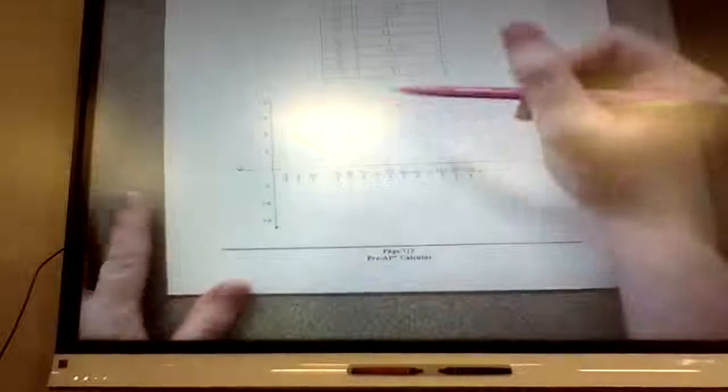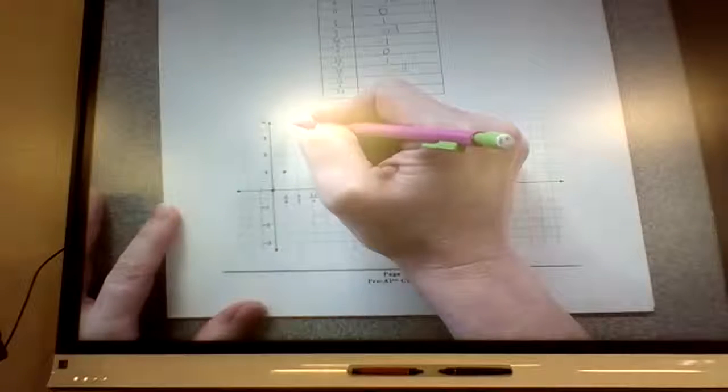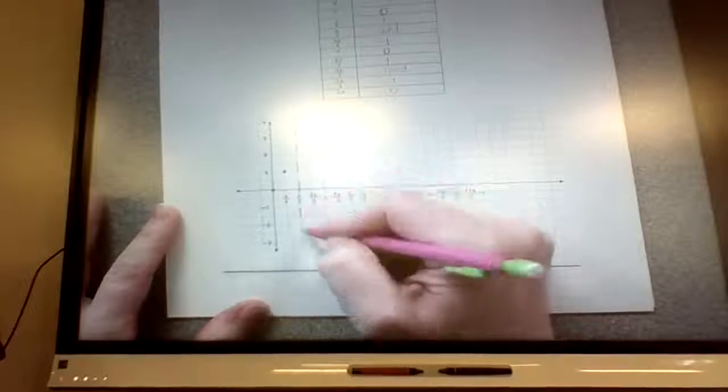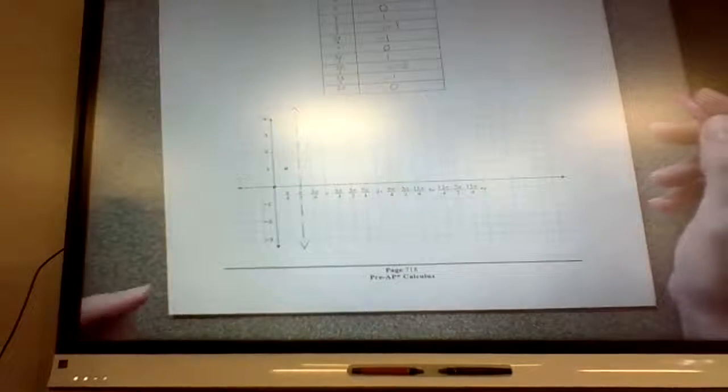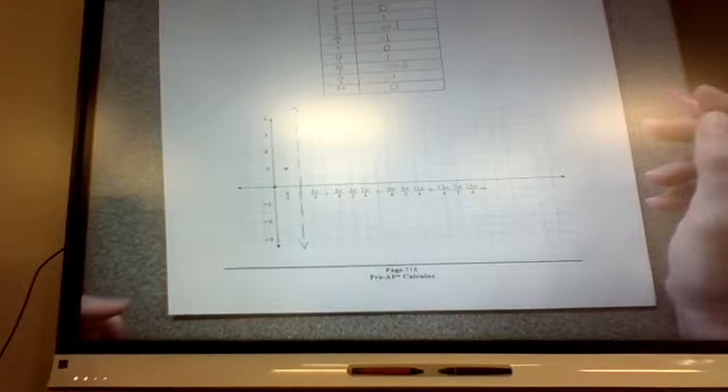All right, let's go ahead and graph this. So at 0, it's 0. At pi over 4, it's 1. And then at pi over 2, it's undefined. How do we know it's an asymptote and not a hole? It's non-removable. Remember, holes are removable.